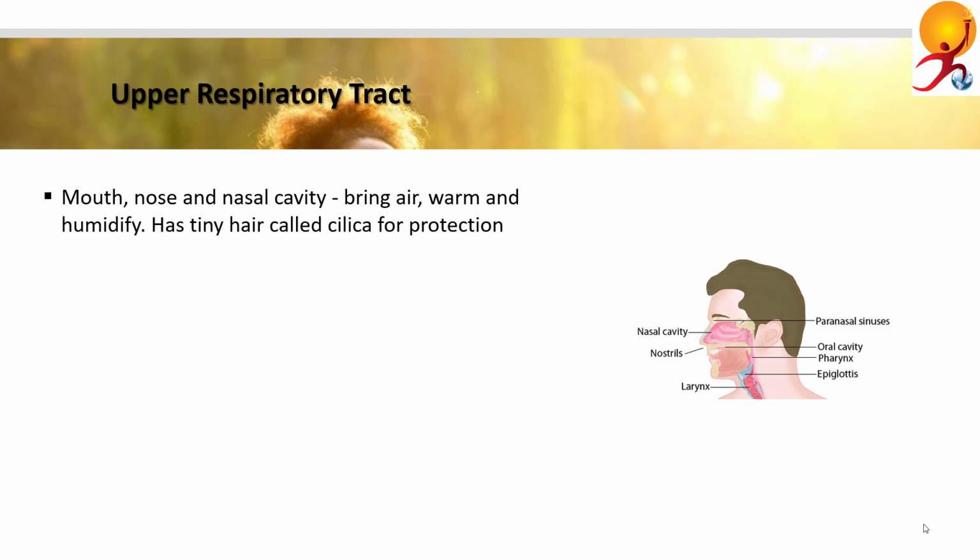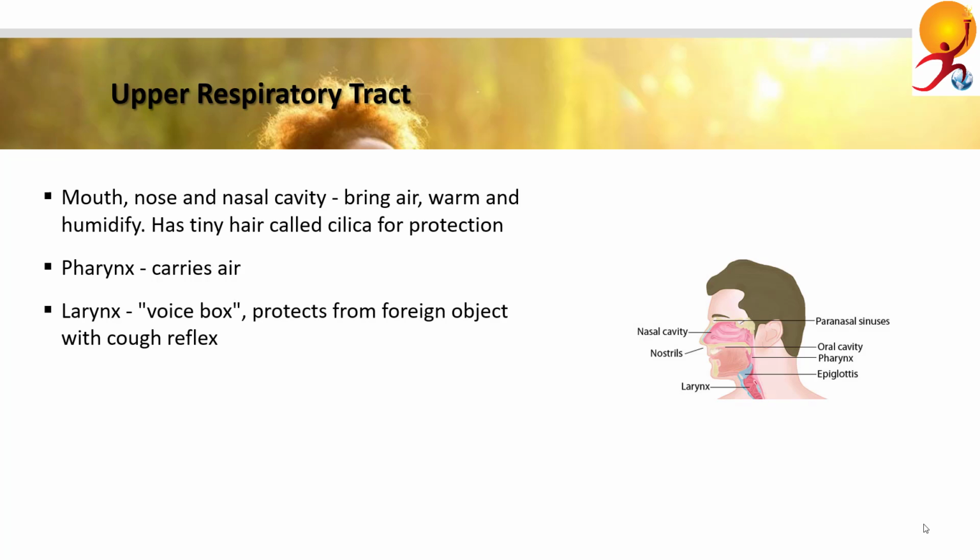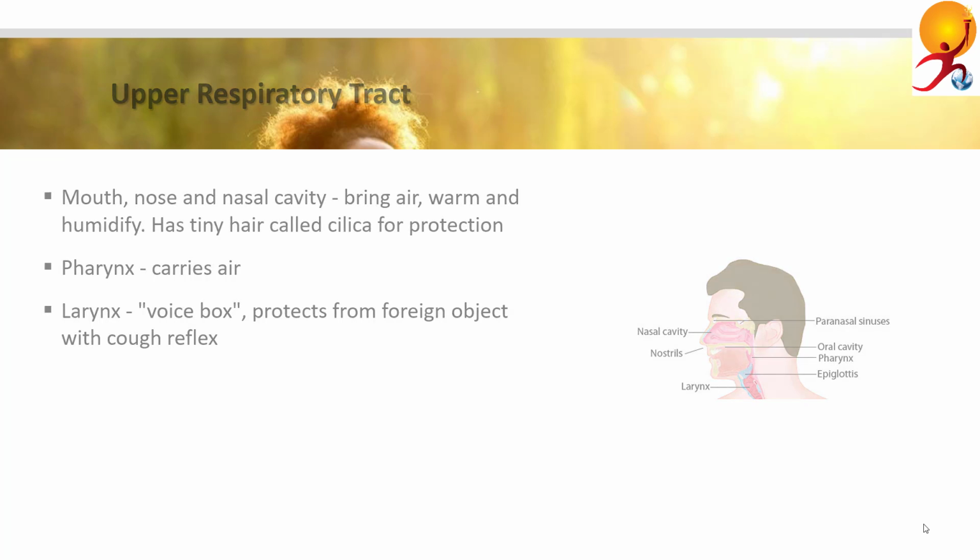The nostril acts as the air intake, bringing air into the nose, where it's warmed and humidified. Tiny hairs called cilia protect the nasal passageways and other parts of the respiratory tract, filtering out dust and other particles. Pharynx is part of the digestive system as well as the respiratory system because it carries both food and air. Larynx, also known as the voice box because it is where sound is generated, helps protect the trachea by producing a strong cough reflex if any solid object passes through the epiglottis.